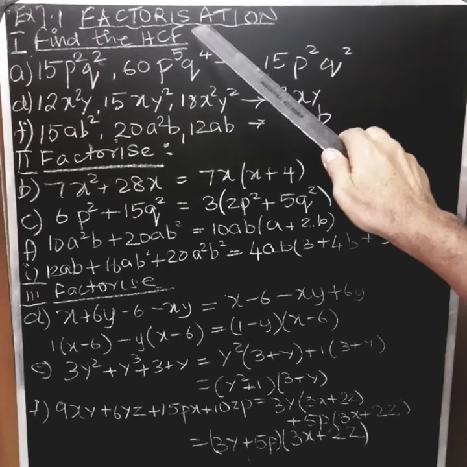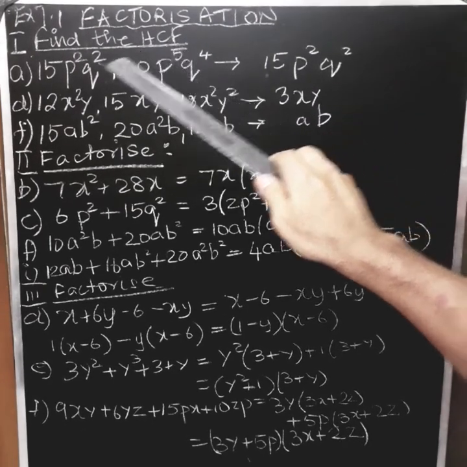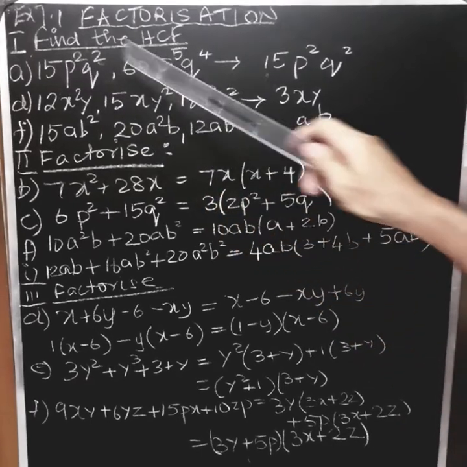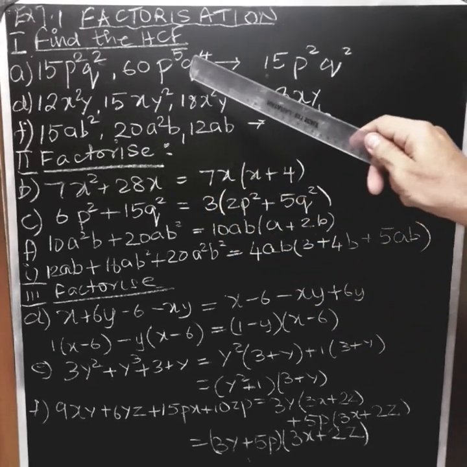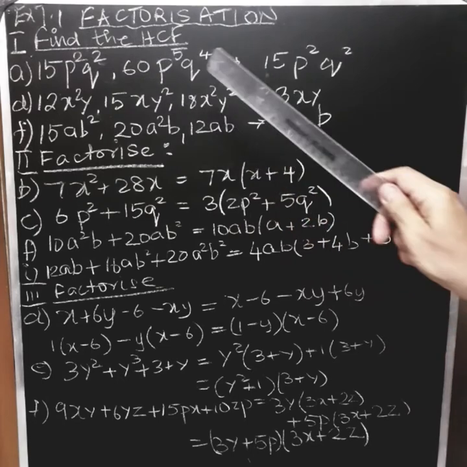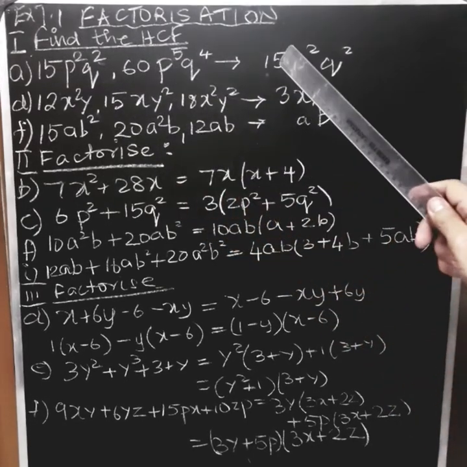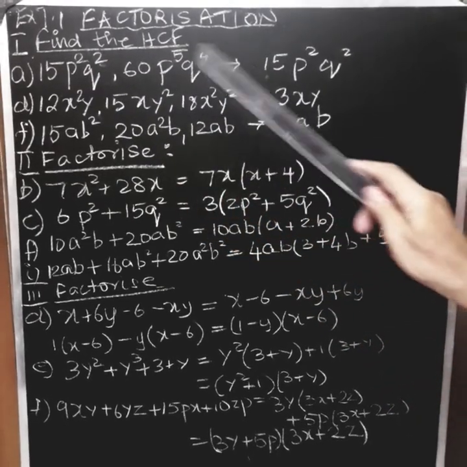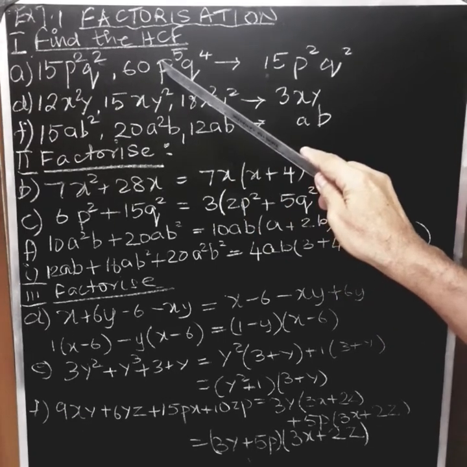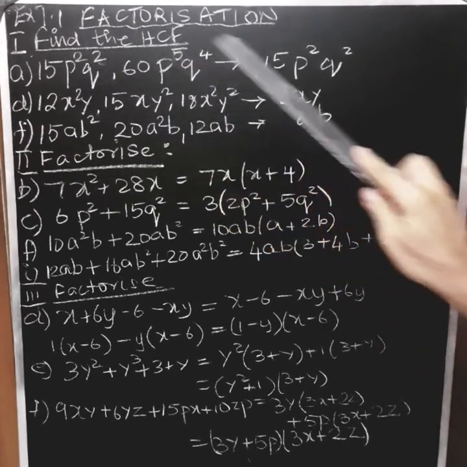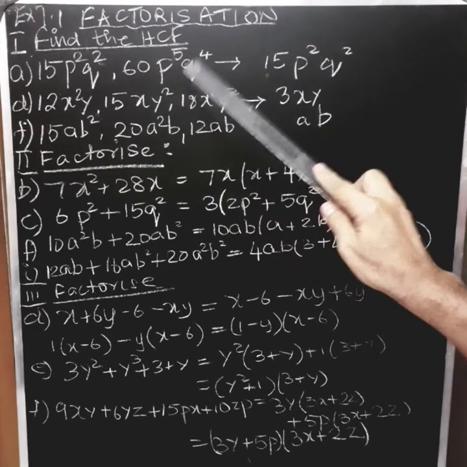Now this exercise is called factorization, finding the HCF of algebraic expressions. These are algebraic expressions. Now you know how to find the HCF of 15 and 60. You studied that right from 6th standard. Now for alphabets, when we write the HCF, it means the lowest power. So P squared is lowest, Q squared is lowest.